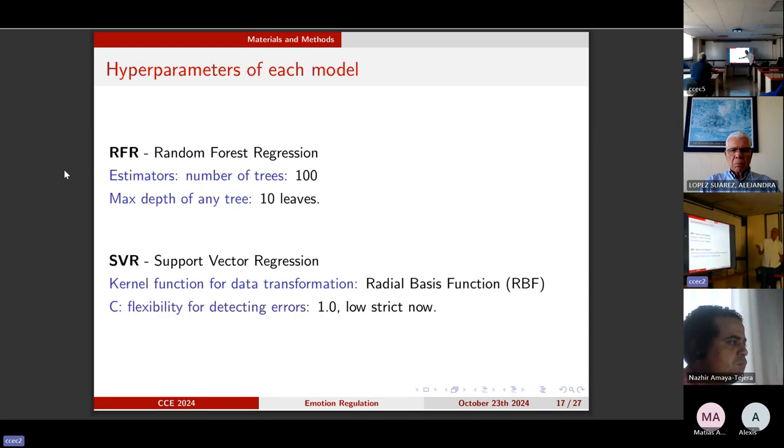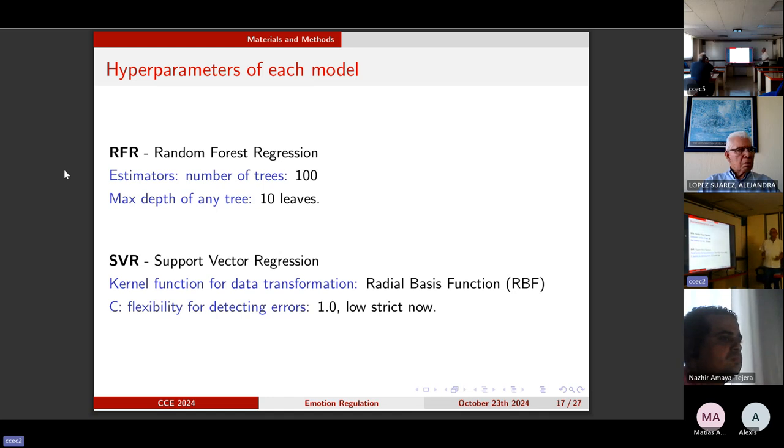Yes, the hyperparameters of each model: in this case for the random forest, we used 100 trees. The maximal depth of any tree is 10 levels of depth. And for support vector regression, it is the radial basis function, that is the function we use for data transformation. And the flexibility for tolerating errors is C.